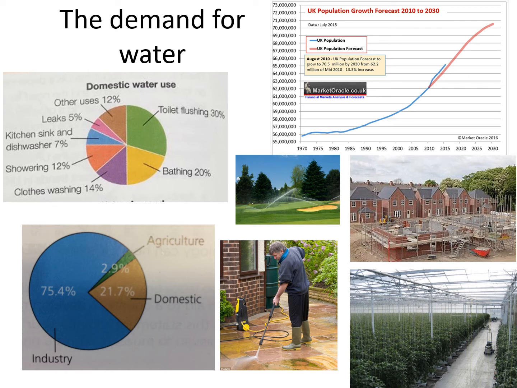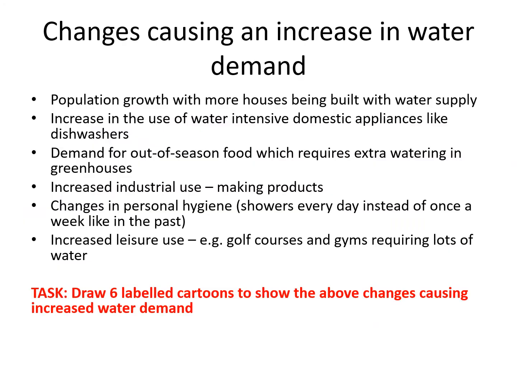Bottom right, that's a picture of a greenhouse in the UK. They use loads of water, and the change there is that we're now demanding foodstuffs out of season. So if you want to be eating strawberries over the winter months, then we've got to grow them somehow. We grow them in greenhouses over the winter, and we water them. So the fact that we have a demand for out of season food means that we also increase the demand for our water use. So that's how things are changing in the UK.